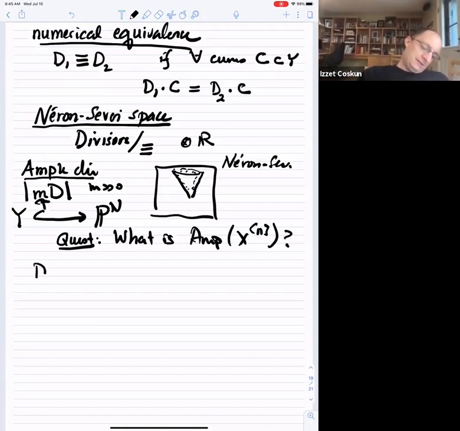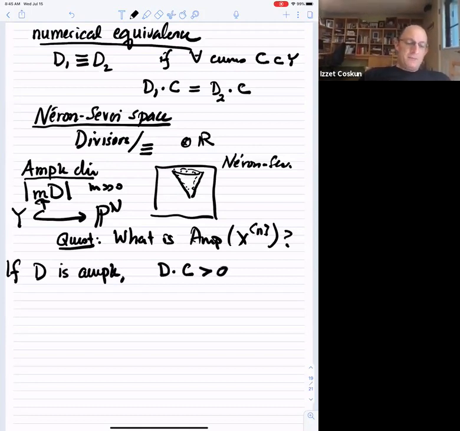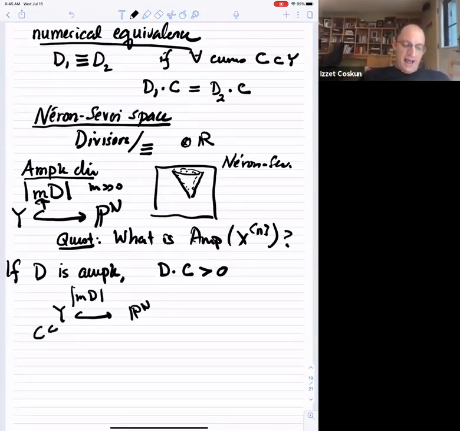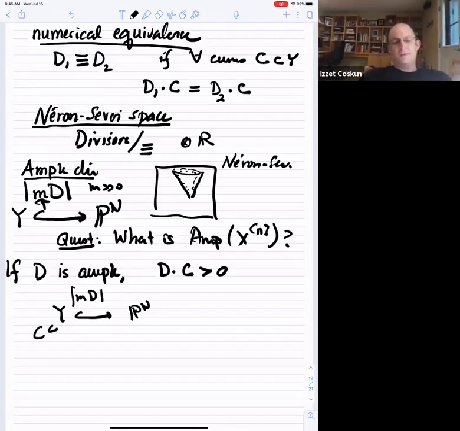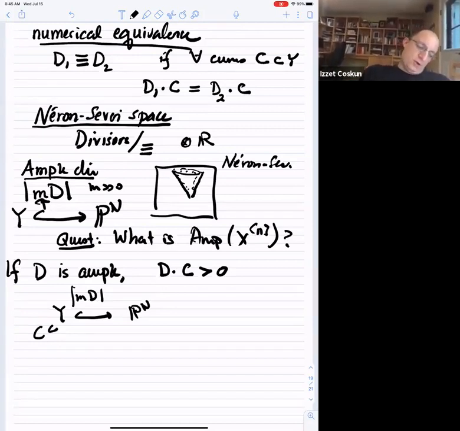If D is ample, then D dot any curve has to be positive, right? Because m times D gives an embedding of this Y into projective space. And if you have any curve in here, then you've embedded your curve in projective space, and m times D is the class of a hyperplane. So the degree of the curve has to be positive. So D dot C has to be positive for every curve. This is true for every curve.